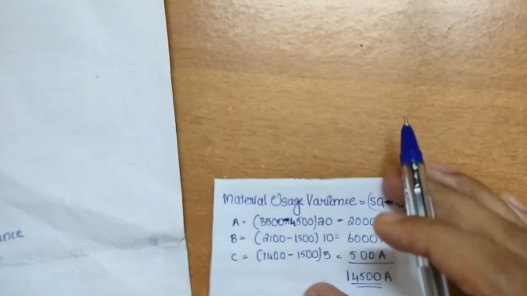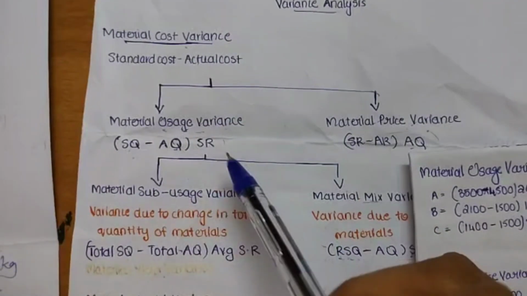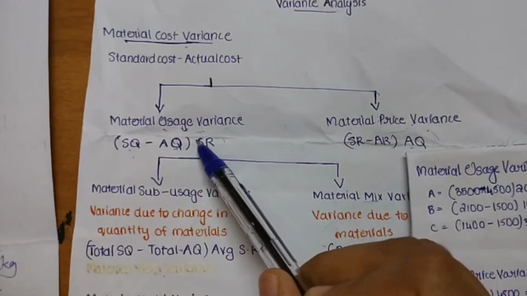I'm going to show you how the calculation is going. That is, first thing, material usage variance. I'll be keeping this formula here so that it will be easier for you to understand. Material usage variance, they say, standard quantity minus actual quantity into SR. So this side is of the responsibility of the production manager.